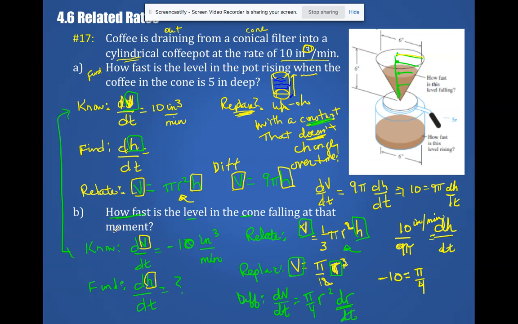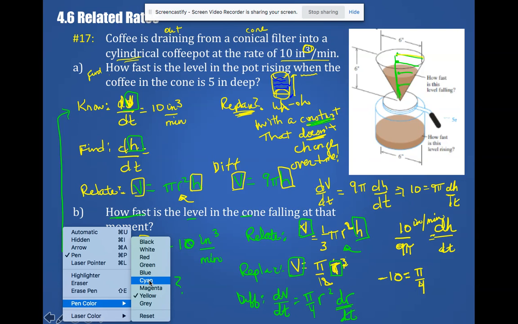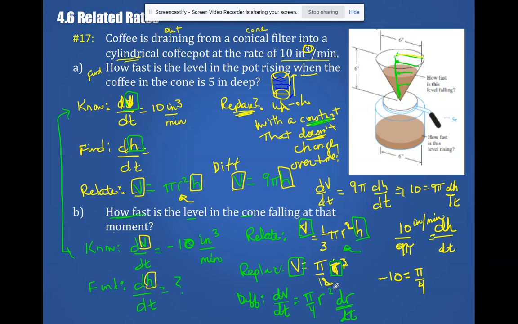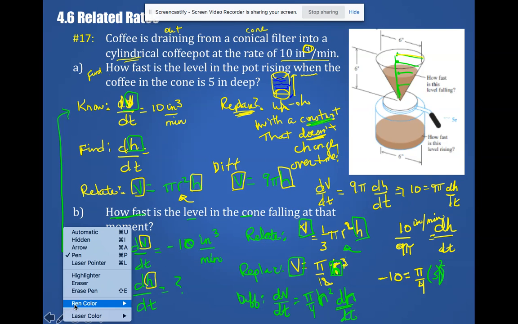When at that moment, what was that moment? I forget. Ah, this is supposed to be an H. Sorry, I'm ahead of myself. I was like, wait, what happened? I replaced the R, not the H, silly. So -10 pi over 4 h squared at that moment. What was the H? I forget. 5. 5 squared dH/dt.